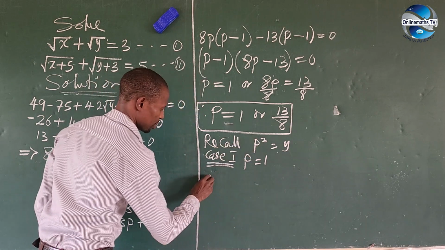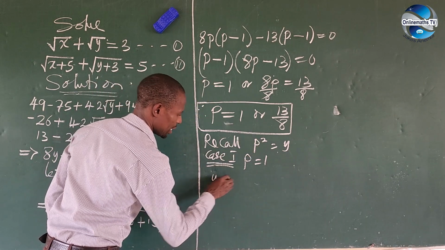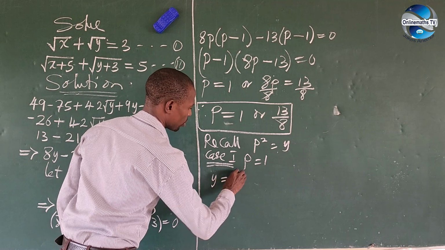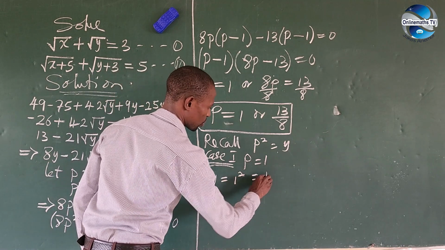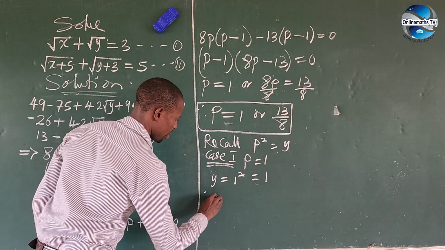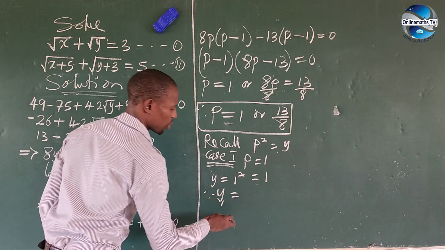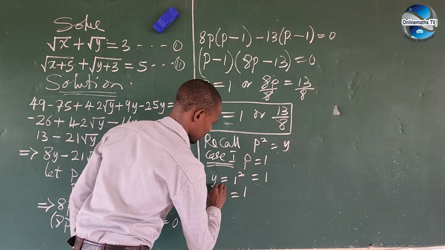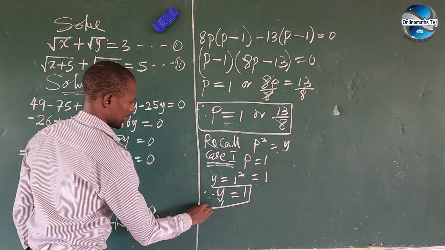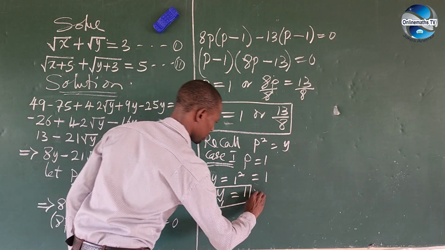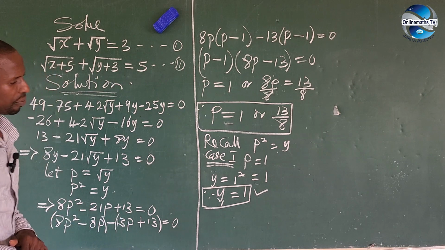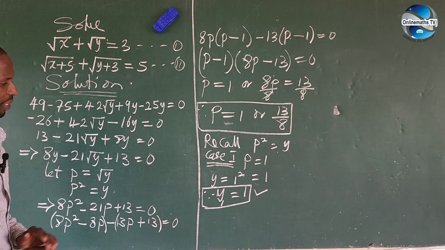So this will now give us y is equal to 1 squared, and 1 squared will give us what? 1. So therefore, our y1 is equal to 1. So let's give this as our y1. We'll solve for our y1. Now let's look for our y2.